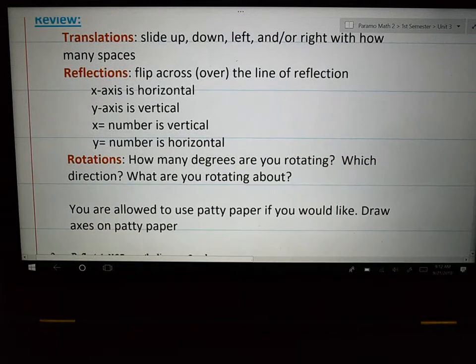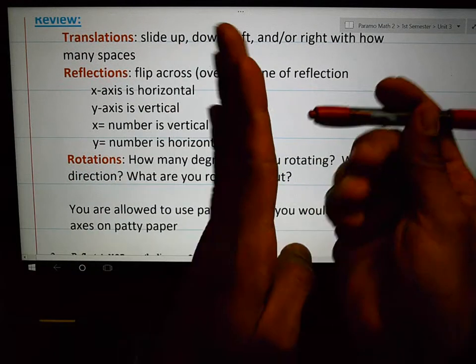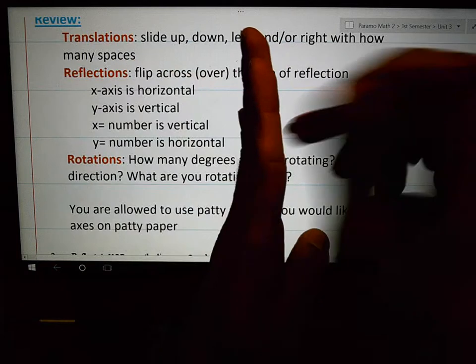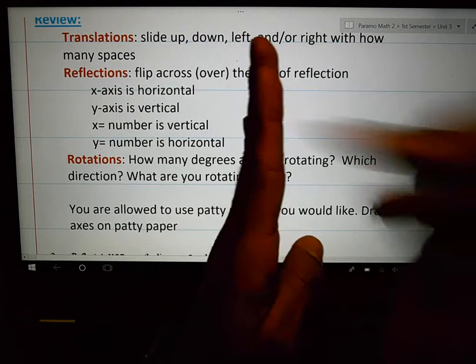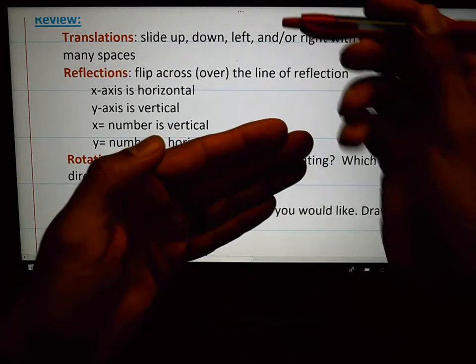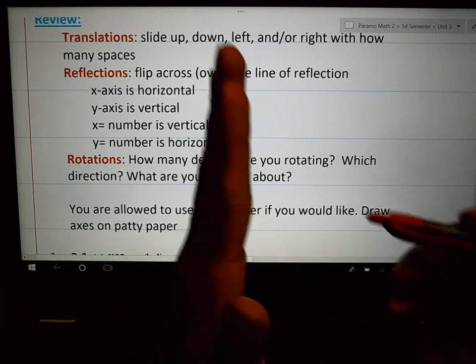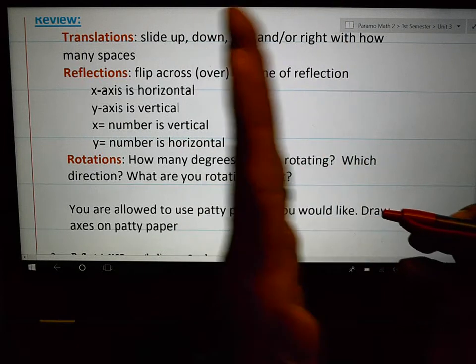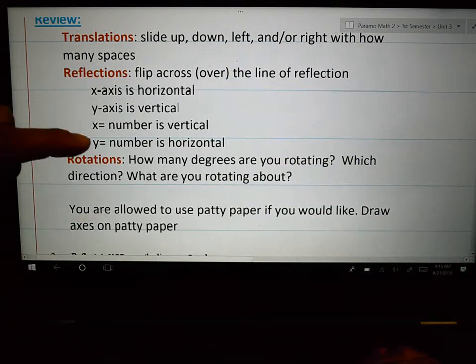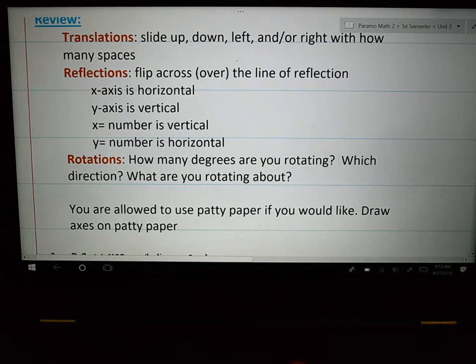A reflection, on the other hand, is where it flips across a line. It can flip across the y-axis. It can flip across the x-axis. It could flip over a vertical line that is not an axis, like x equals a number. It can flip across y equals a number.